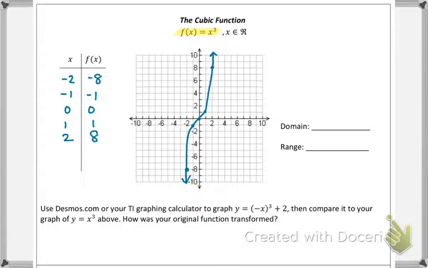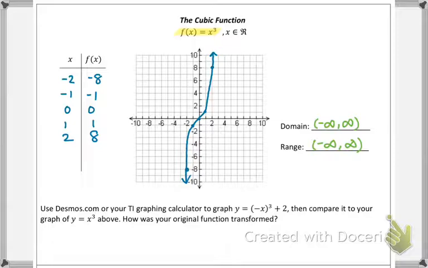Okay, cubic function. Using the arrows, my graph is going to keep going down on the left and up on the right, and as it keeps going up and down, it's also going to get wider. So my domain is again from negative infinity to infinity. Every x value is going to be covered. And then my range is also negative infinity to infinity.